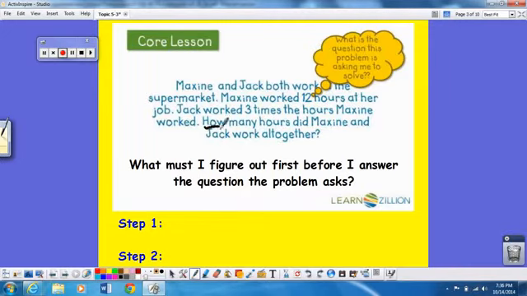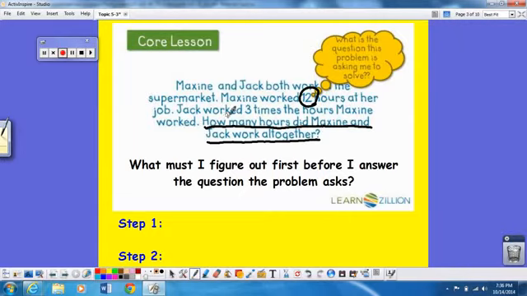Let's go on up here and underline just so that we remember what question it's asking us to answer. When we're all finished, our answer should be to this question here. How many hours did Maxine and Jack work all together? We already know Maxine worked 12. It tells us that, so that's something that we know.